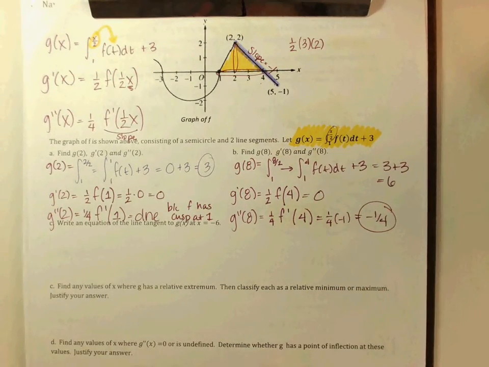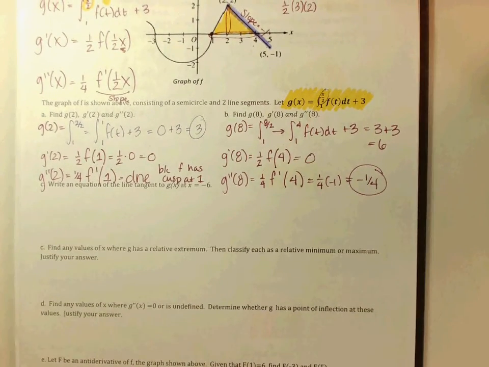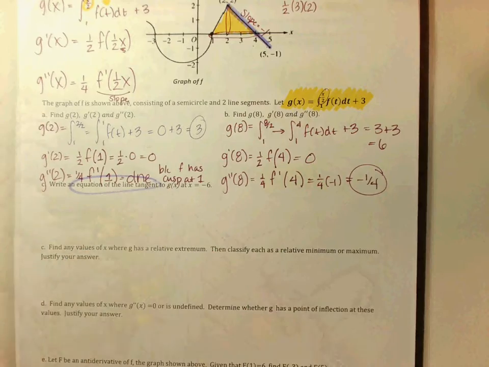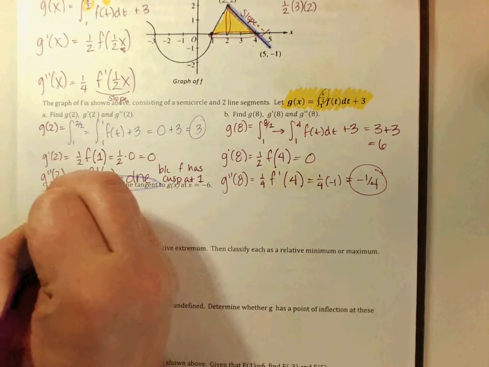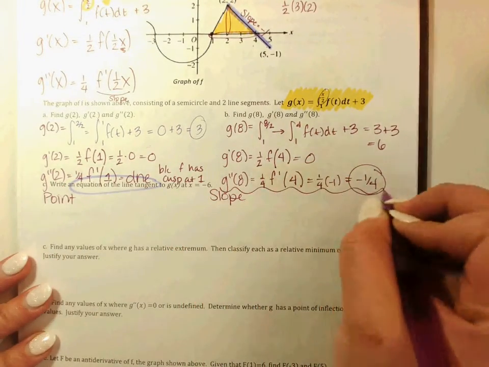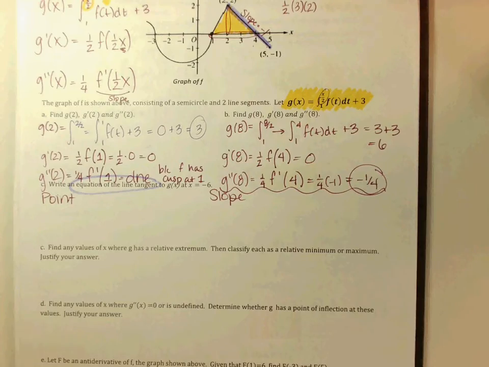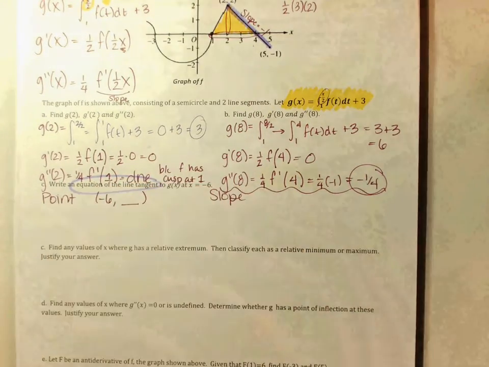Make sense? Okay. Next, they asked me to write the equation of a tangent line. We haven't done that in a while. How do you write the equation of a tangent line? Okay, we need a point, and we need a slope. For the point, what am I going to plug -6 into? F or G, and how do I know?